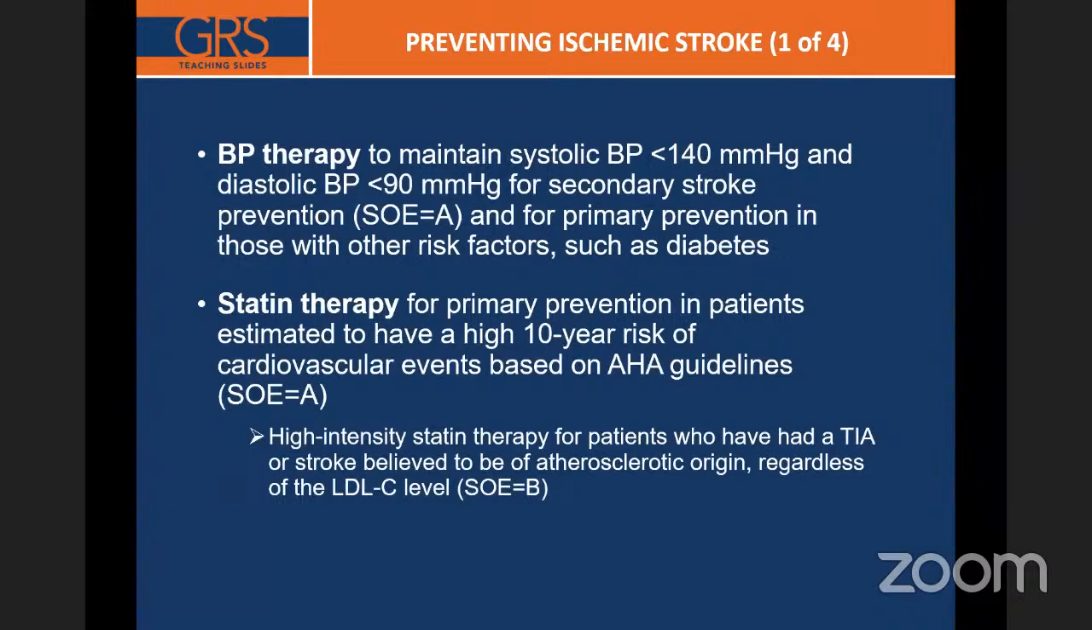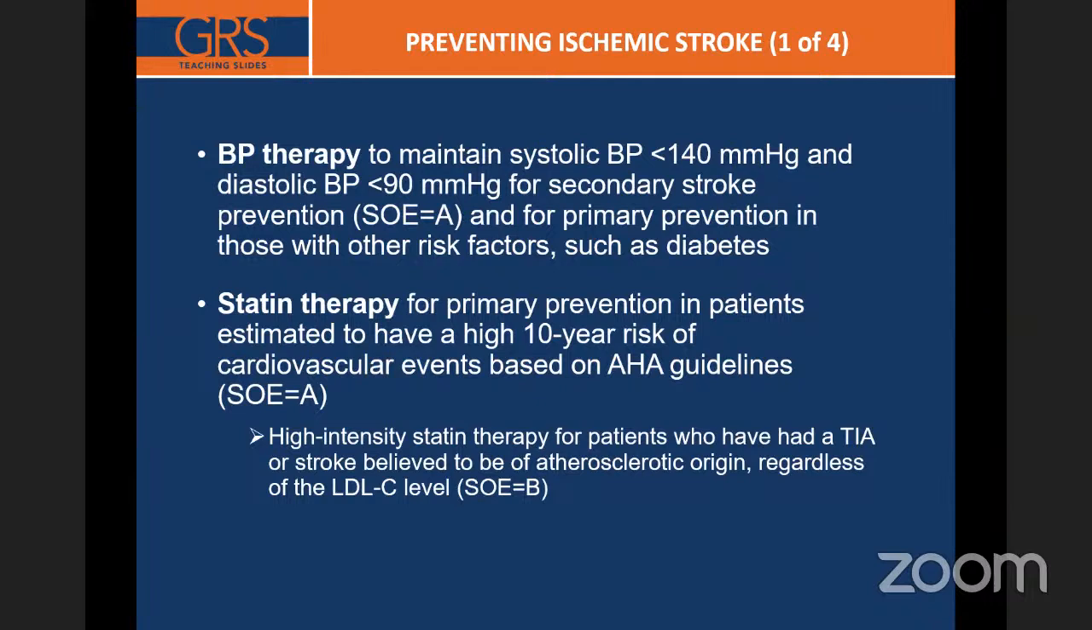So, preventing ischemic stroke. We know that the most important risk factor for ischemic stroke is hypertension. So in order to prevent ischemic stroke, we should monitor and control blood pressure. The goal is to maintain blood pressure less than 140/90 for secondary stroke prevention and for primary prevention in those with other risk factors such as diabetes.